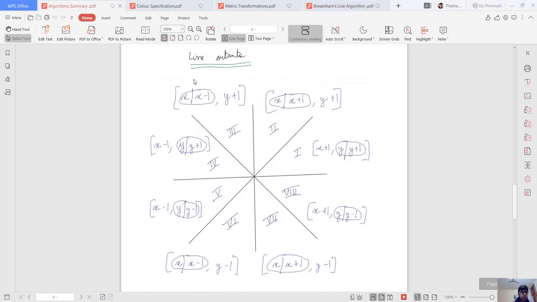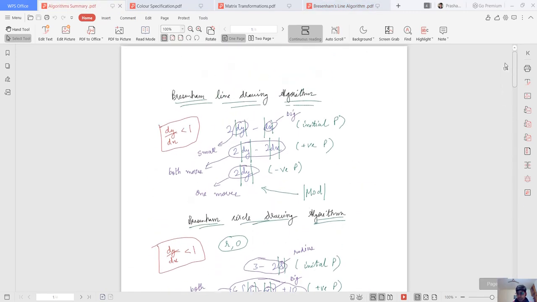Now let's go back to our summary. This is our Bresenham line algorithm. This is our initial parameter 2 dy minus dx. If the slope is less, then dy by dx is smaller than 1. So the small comes first and the big comes afterwards, just remember it. Also remember that I have taken the mod of it. The mod in computer graphics, if you want to take the mod, we take the absolute function.